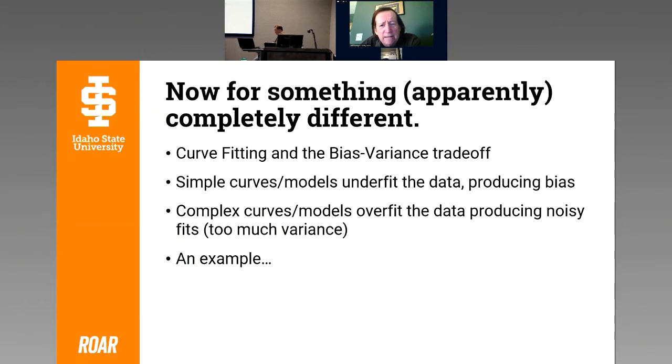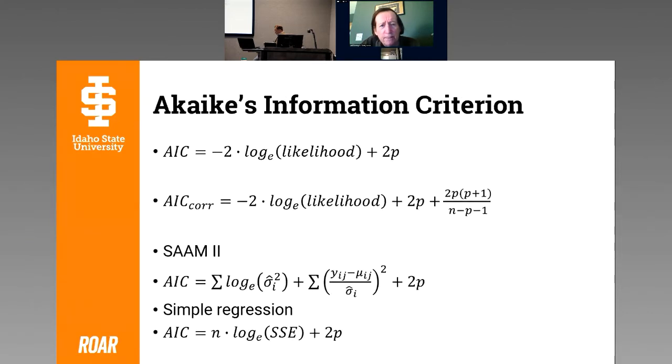And so this idea of overfitting and underfitting and balancing these two things can be thought of as the bias-variance trade-off. Simple models have bias in them. Overfitted models have too much variance in them. And as an example of this, I'm going to do a simple curve fitting exercise I often have as a homework for my students. Well, first I'm going to talk about the information criteria itself.